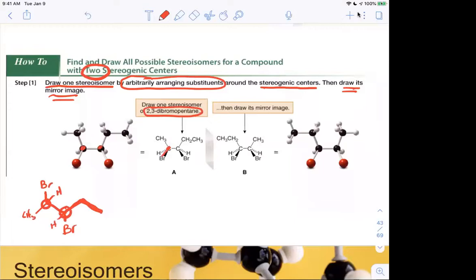So I'm just going to pick one, right? I'm going to say, all right, well, I'll just put the bromines on the bolded wedges, on the same side. Well, then I'm going to draw the mirror plane. Remember, I have to reflect everything. So this hydrogen is coming backwards. This bromine is coming towards me. This hydrogen has to go back. This bromine has to go forward. This and this are enantiomers because they are mirror images of one another.